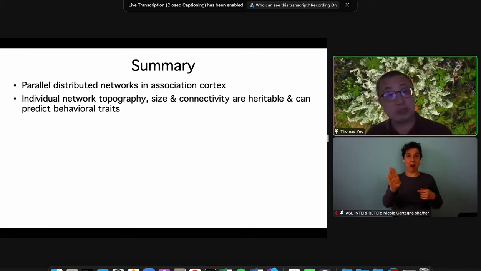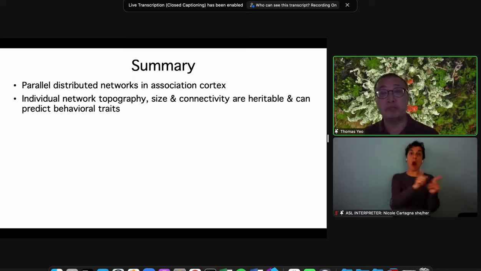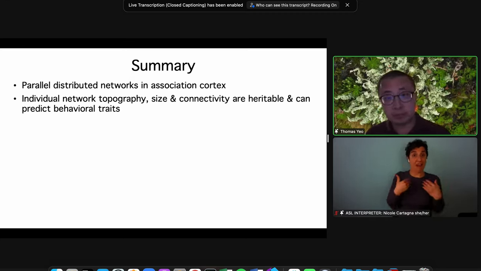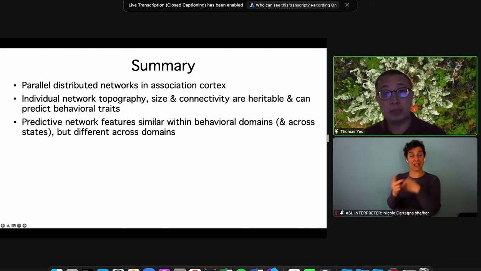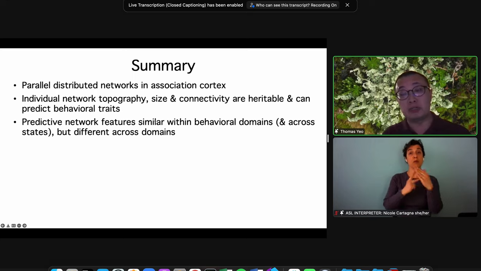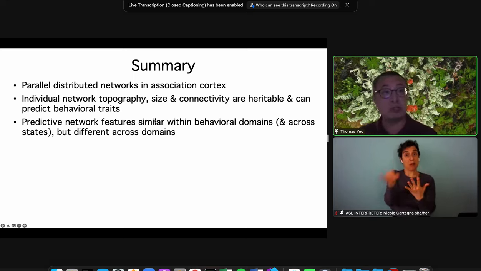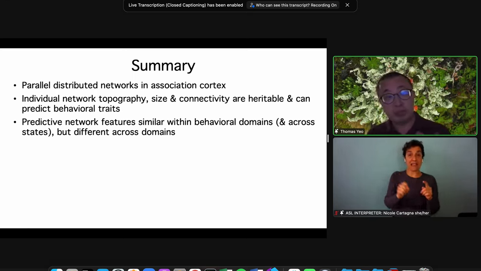So to summarize, we found parallel distributed networks in human association cortex. The network exists at a group level as well as in individual participants. This parallel topography exists even if we allow networks to overlap. And individual network topography, size, and connectivity are heritable, and they can be used to predict behavioral traits. Predictive network features are similar across behavioral domains and across resting and task states, but predictive network features are different across behavioral domains.